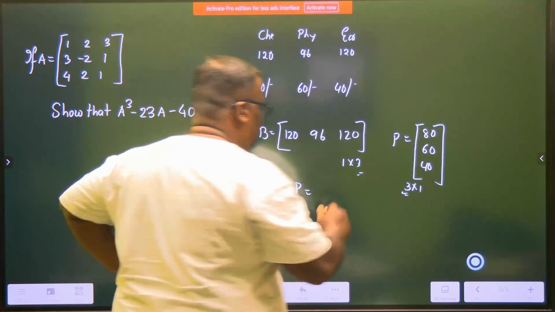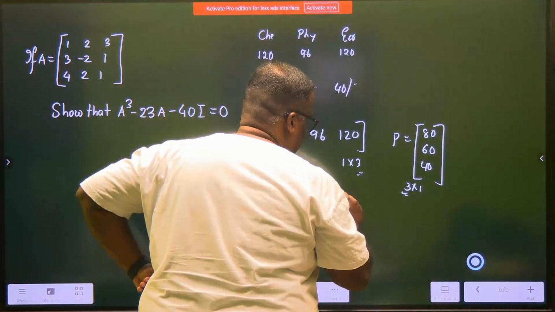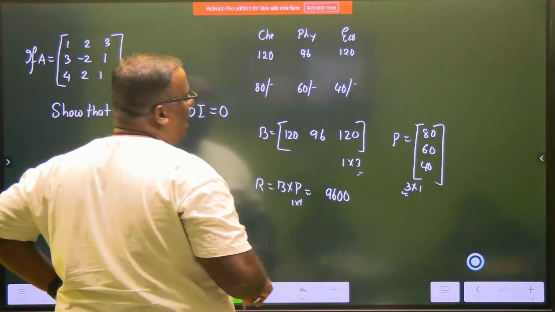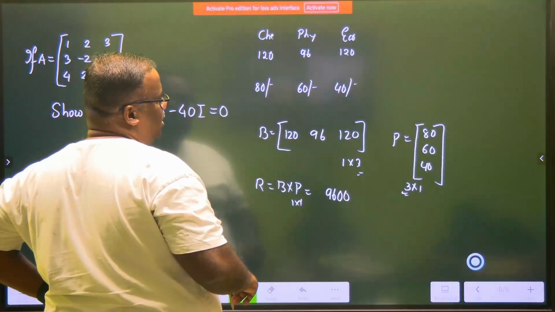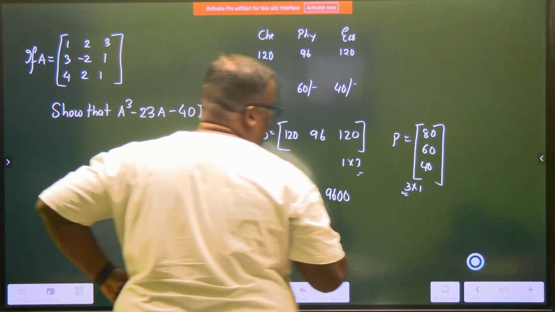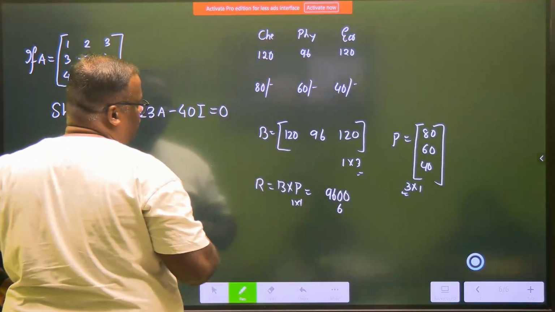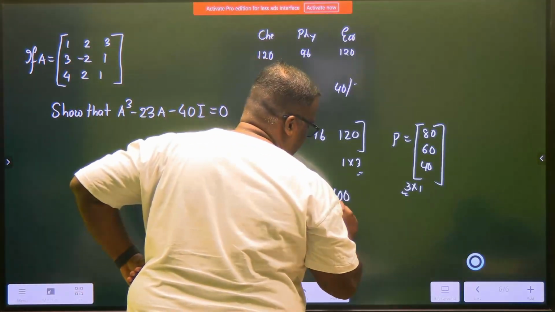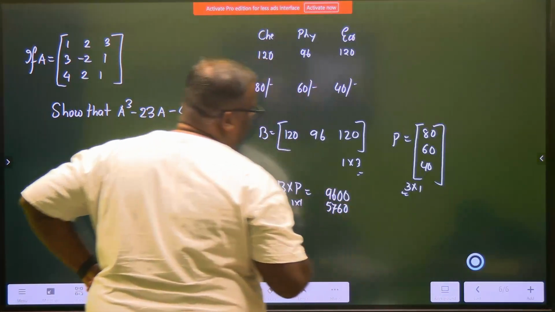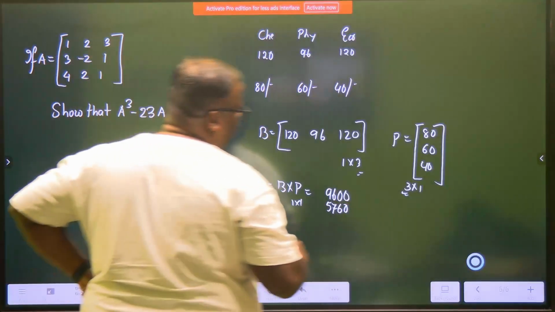Twelve eights are 96, 0, 0. With this we will add. How much will we add? 96 into 60: 6, 6, 36, 6, 3 carry over. 6, 9, 54 plus 3, 57. With this we will add 120 into 4. 12 4s are 48.